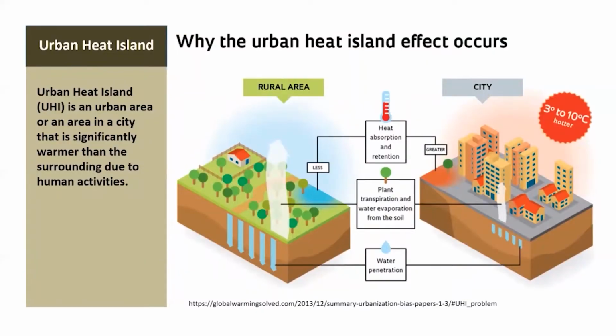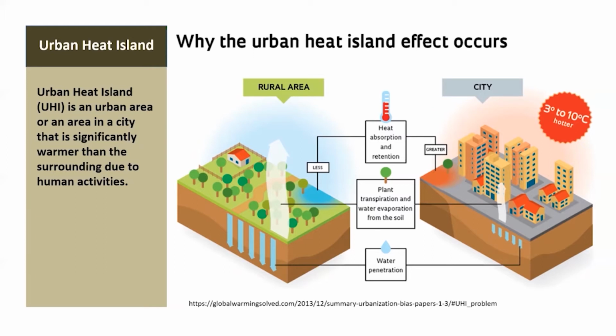To understand what urban heat island is, there are 2 images here, one of a rural area and the other of a city, and you will realize that the city has a temperature which is 3 to 10 degrees warmer than the rural area.